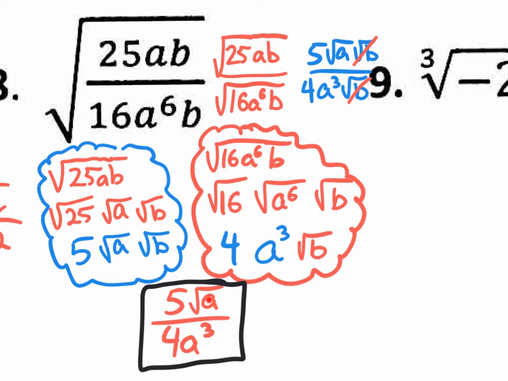You definitely can't cancel this square root of a with this a to the 3rd because they're not the same exact value. This is a radical. This is a nice a to the 3rd. So that's it. Let's try number 9.